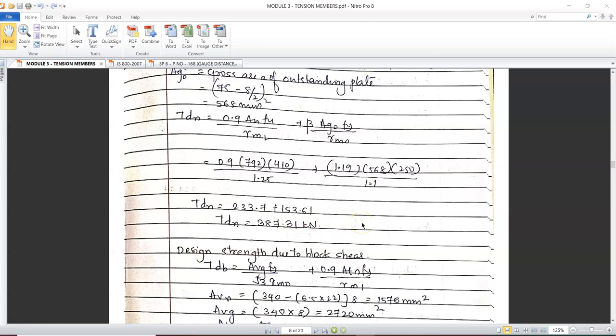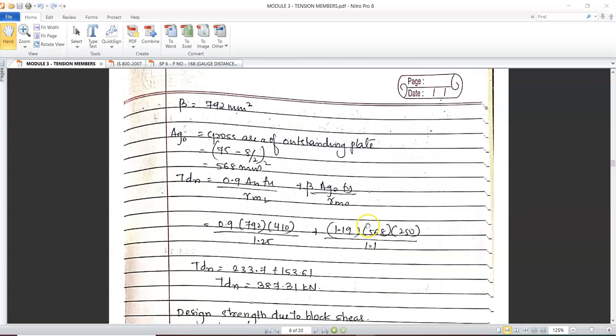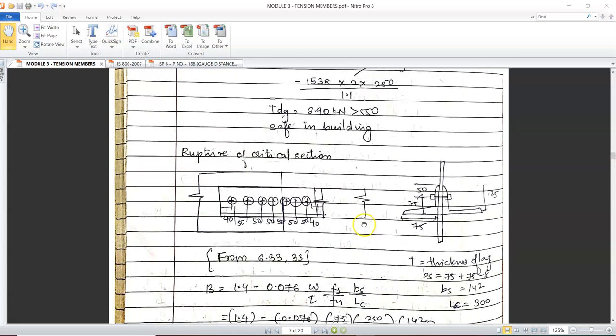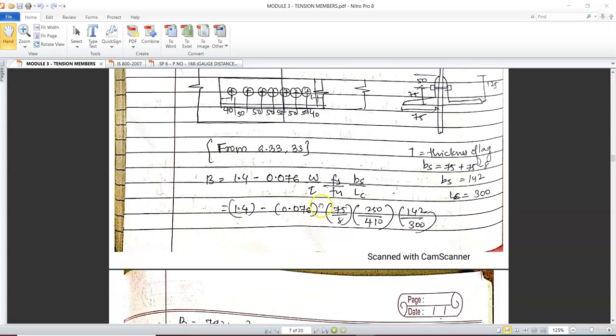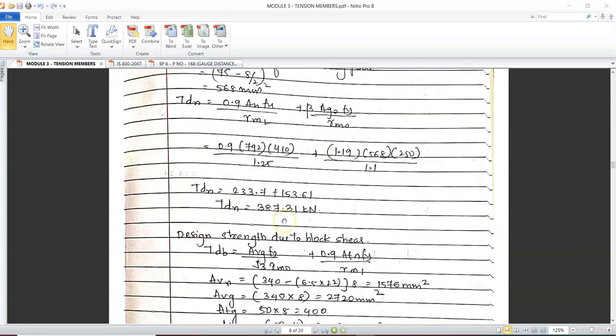387.31 into 2 is 774 kilonewton. That 774 kilonewton is greater than the load 550 kilonewton. Therefore, it is safe in rupture also.